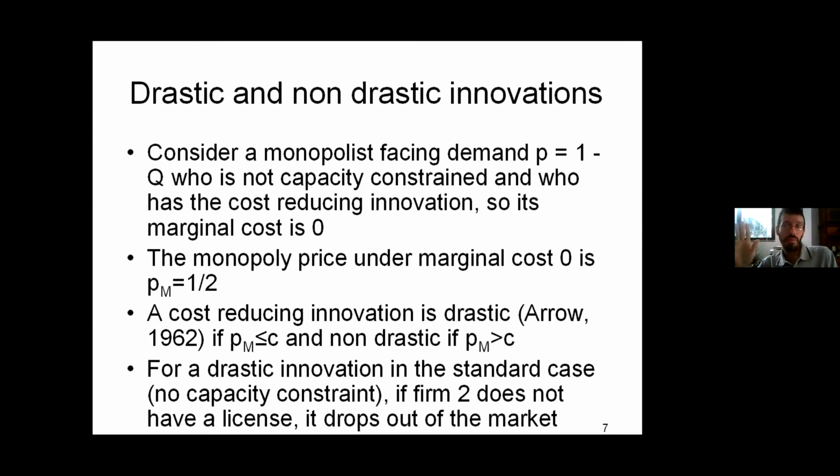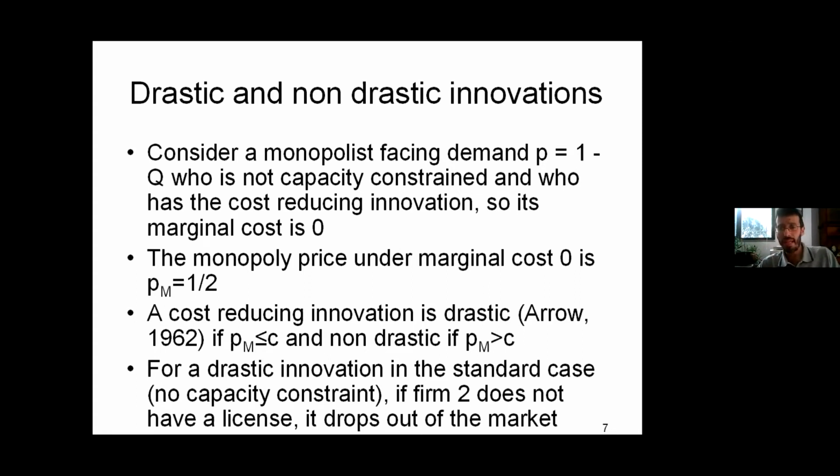Well, the monopoly price with marginal cost equal to 0 in this case is 1 divided by 2. And the following holds: a cost reducing innovation is said to be drastic if the monopolistic price is lower than C, the marginal cost, which is in this case 1 divided by 2, and it is said to be non-drastic if the marginal cost is sufficiently low with respect to the monopolistic price.